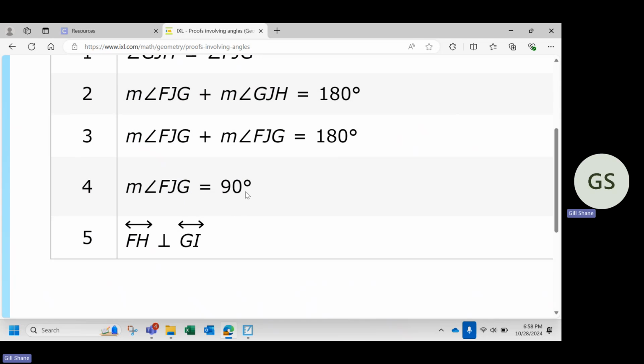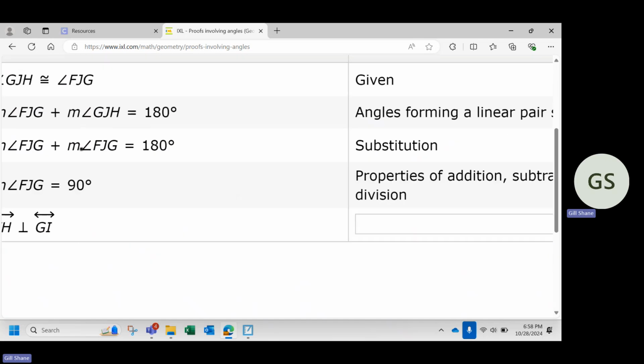And then the last step is, well, if the measure of one of those angles, FJG, is 90 degrees, the only way I can take a straight line and divide it into two angles and have one of the angles be 90 is if the lines are perpendicular. That's the only way to get a 90-degree angle if I divide a line into two angles. So that's why we get the definition.